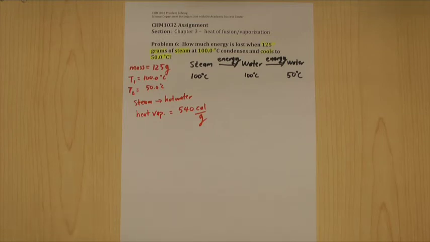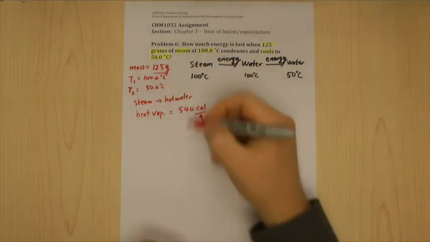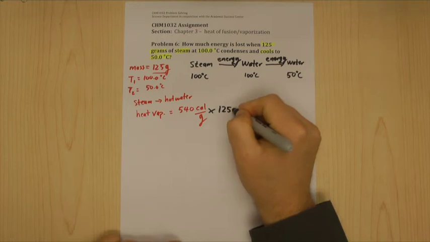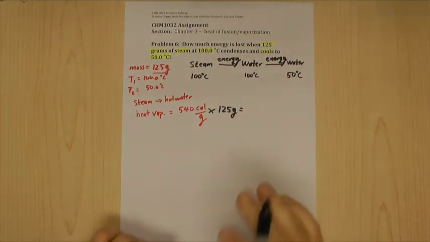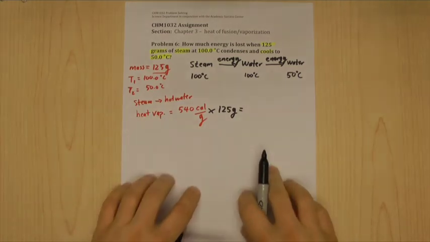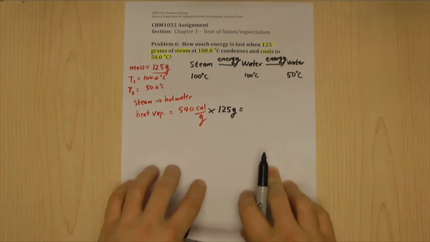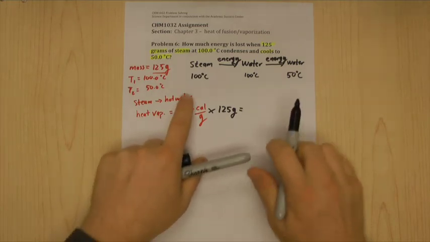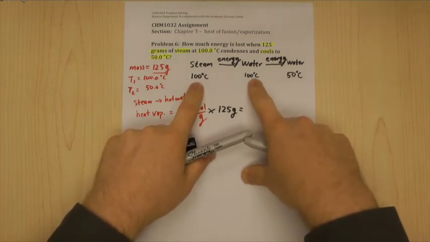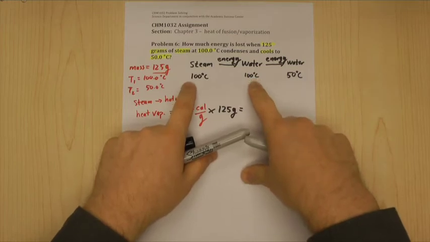Okay? So we know that for every gram of steam, it requires 540 calories to be removed in order to condense 1 gram of water. We have 125 grams of water, so we're going to multiply that by 125 grams. And that's just the energy to take the steam and make it water, gas water to liquid water. The temperature doesn't change. Notice, 100 degrees to 100 degrees. The temperature never changed. Just the state of matter changed. You went from a gas to a liquid.